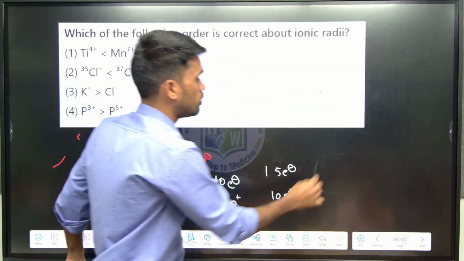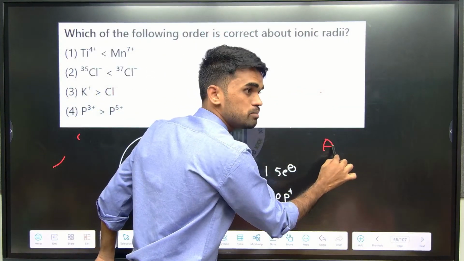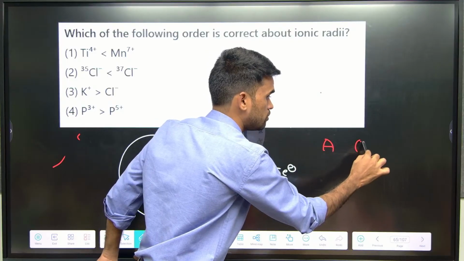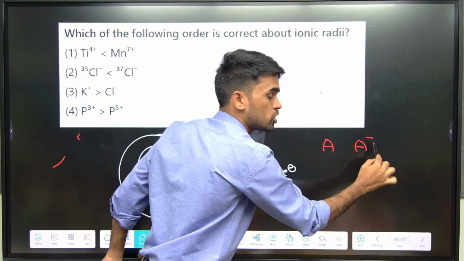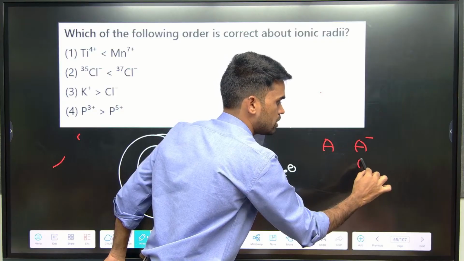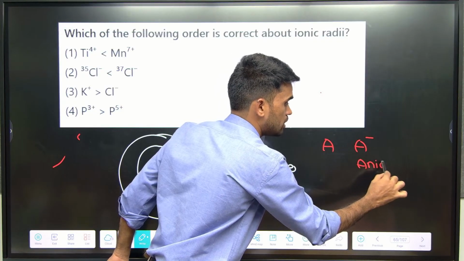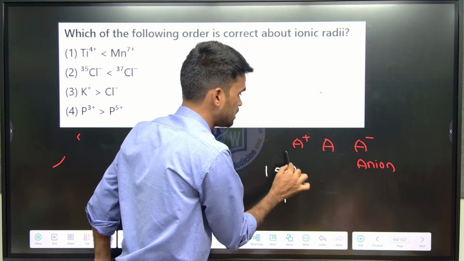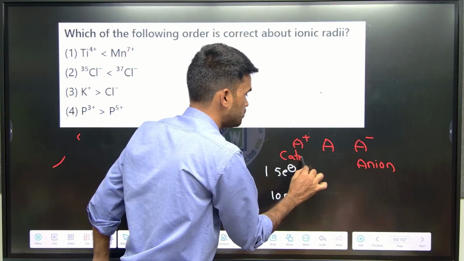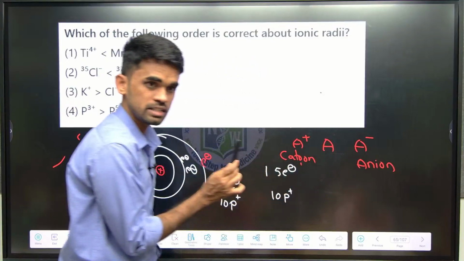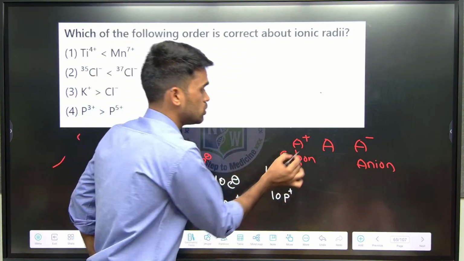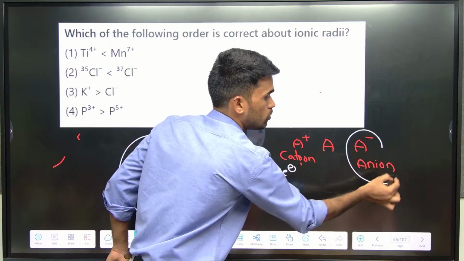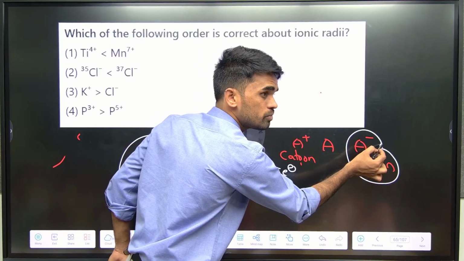Okay. So for example, A is an atom. If an atom has a negative charge on it, you should call it an anion. If that atom contains a positive charge, you should call it a cation. So atom, anion and cation. Are these three terms clear? Okay. So now when I say anion, in the anion case who is more?